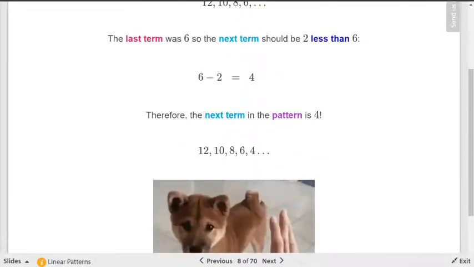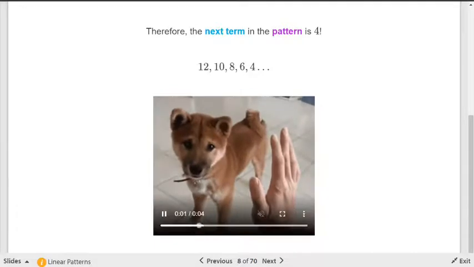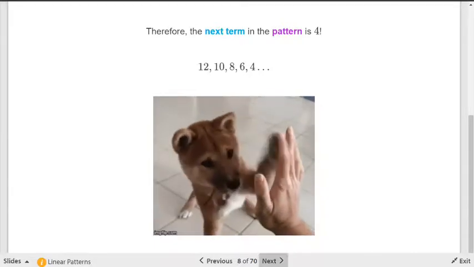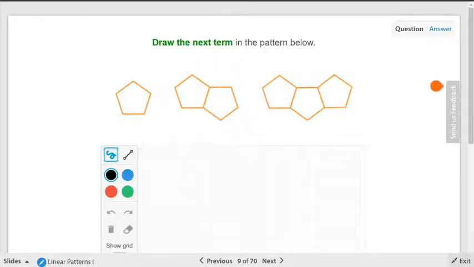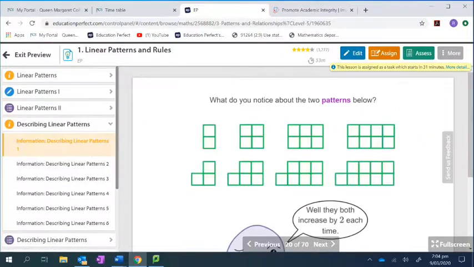Excellent. So they're describing the pattern. You're going to be doing things where you're drawing the next shapes, guys. You're drawing the next shapes and talking about what the next number is going to be. So you need to be able to recognize patterns by how many shapes there are, right? One shape, 2, 3, etc. And then be able to talk about what the next term is going to be.